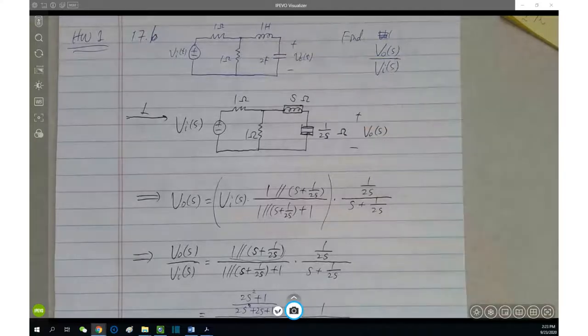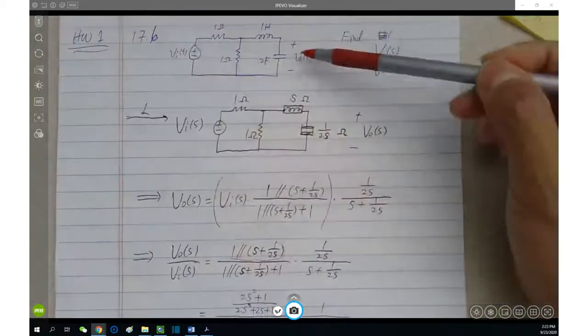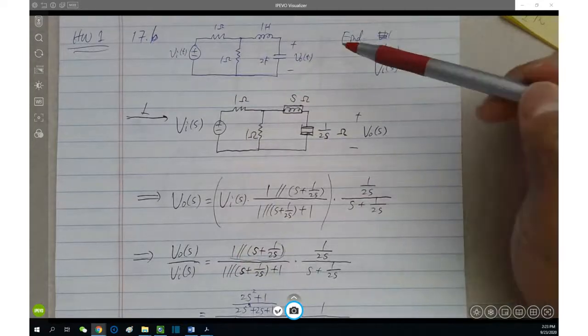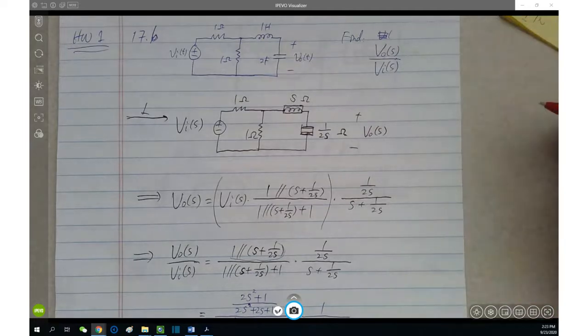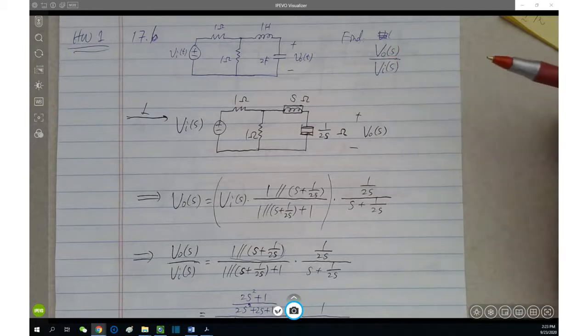You have a 2 meshes circuit with input given labeled here, and the output you defined is the voltage across this capacitor, 2 farads, and you're looking for the transfer function between output and input. Everything is very clear. So what do you do to such a problem?